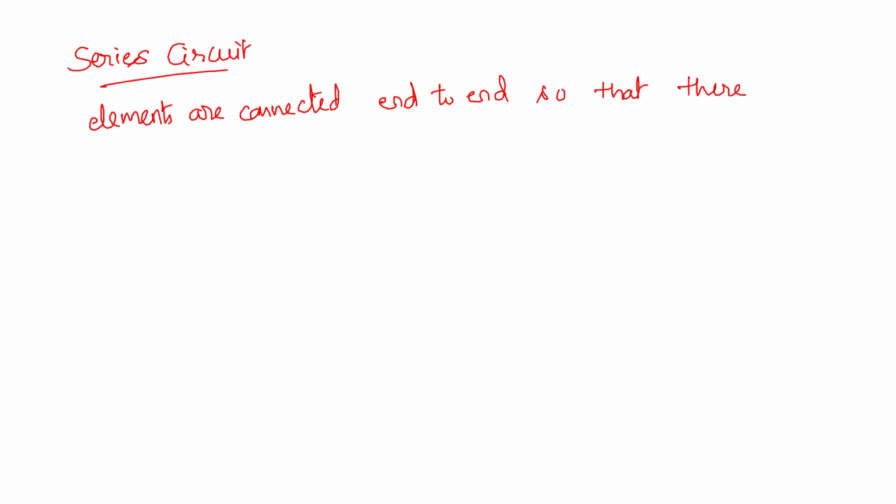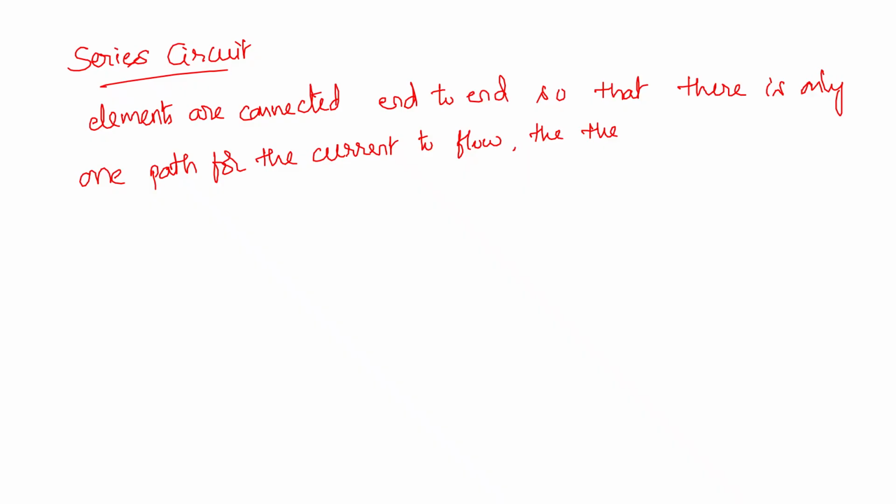Suppose in a circuit, the elements are connected end to end so that there is only one path for the current to flow, then the circuit is called a series circuit.